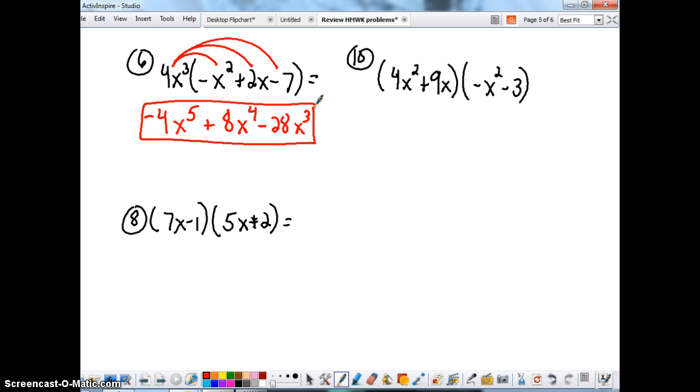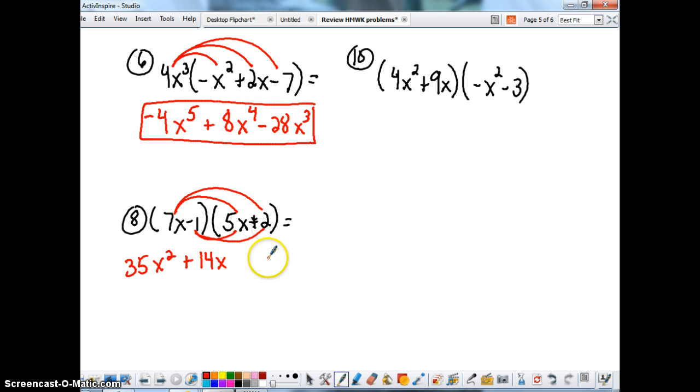Number 8, you're going to FOIL this. FOIL is just a fancy way of saying you're going to distribute twice. I have to distribute the 7x to the 5x and to the 2. So I'll do that first. That's 35x squared and a positive 14x. Then you distribute the negative 1 to the 5x and to the 2. So that's going to be a minus 5x and a minus 2.